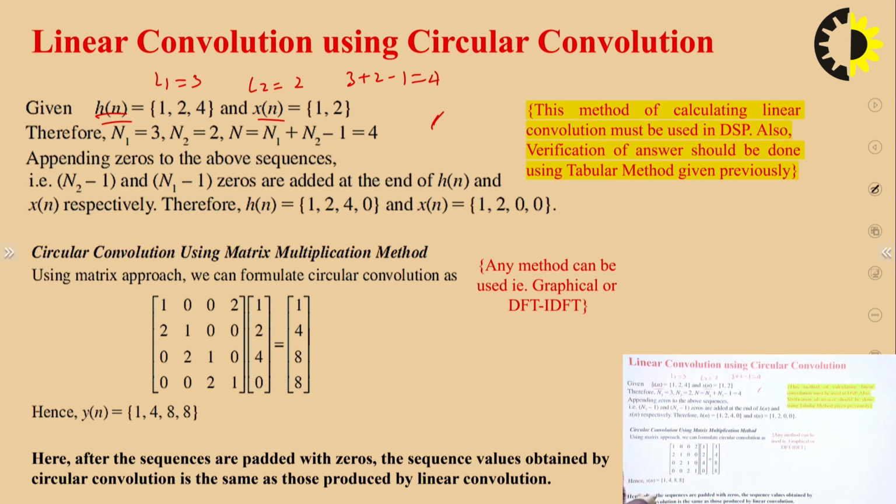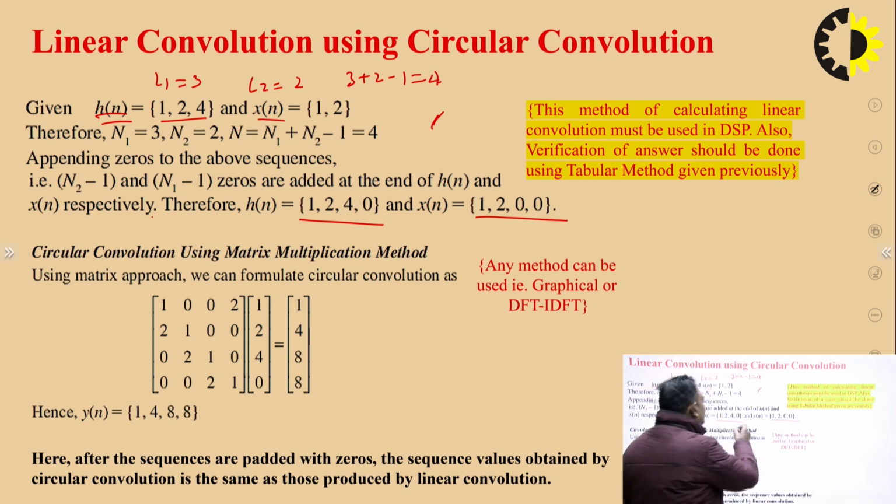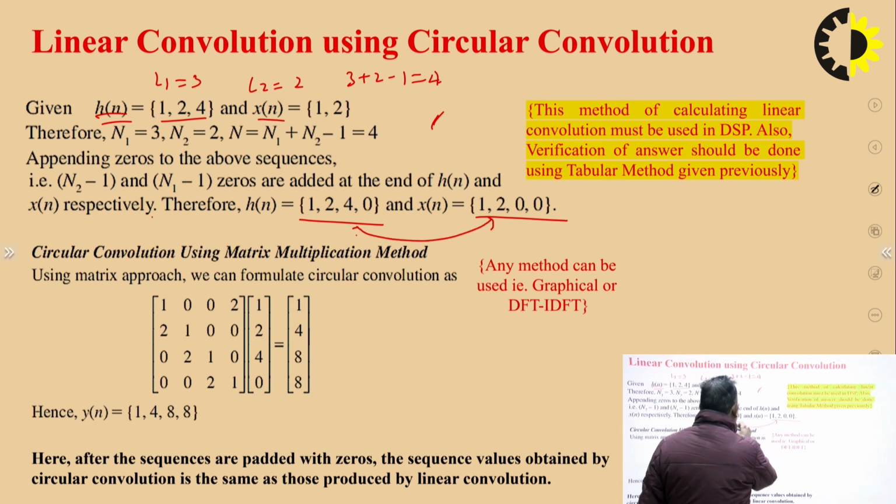So what this linear convolution with the help of circular convolution method says is to make both the sequences length 4 by zero padding. So the new sequence will become 1 2 4 0, and the other sequence will become 1 2 0 0. Now you can apply any method, graphical, matrix or DFT IDFT method, to find the circular convolution between these two sequences.